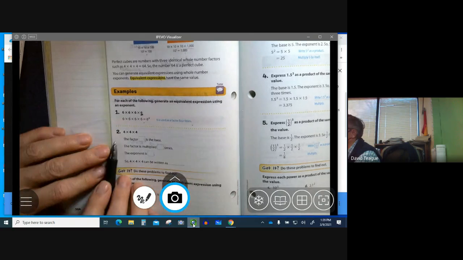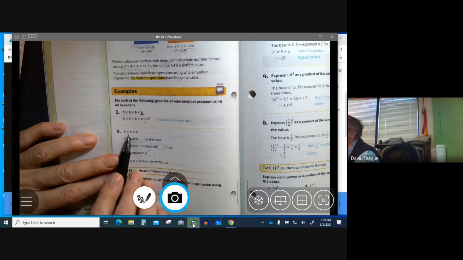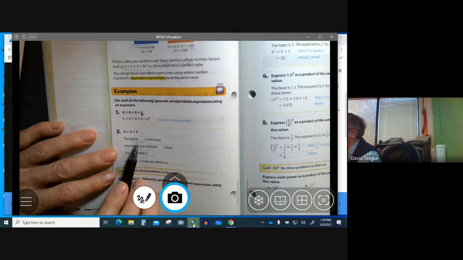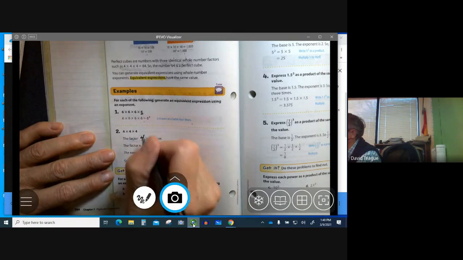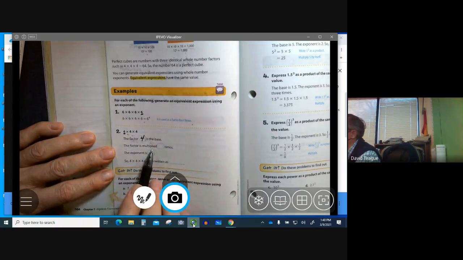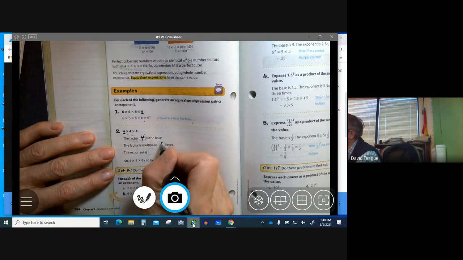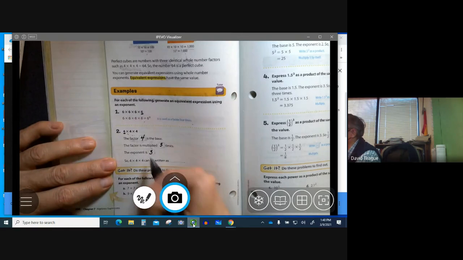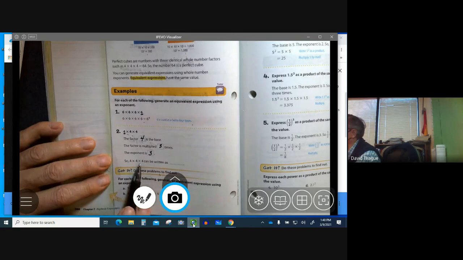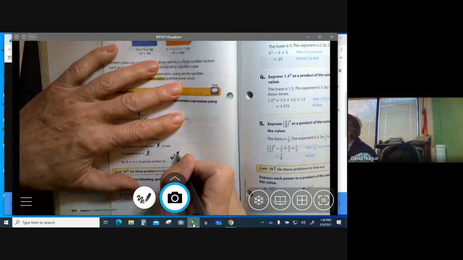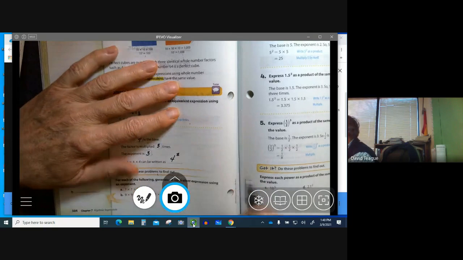Okay. Here, number 2, you have 4 times 4 times 4. Right? The factor 4 is your base. This is your base. The factor is multiplied how many times? 3 times. The exponent is 3. So 4 times 4 times 4 can be written as 4 cubed, or you can say 4 to the third power.